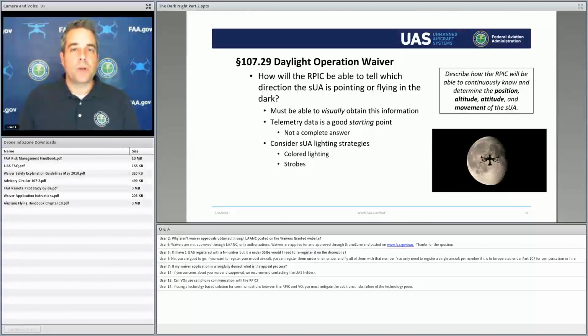A lot of applicants will put in, I'm using telemetry data. That's how I know exactly which direction my UAS is pointed or which direction it's moving or where it is flying geographically. Again, telemetry data is a good starting point, but it's not a complete answer because you have to maintain this visual line of sight with your aircraft. Therefore, you have to be able to know by simply looking at your unmanned aircraft what it's doing visually, position, attitude, altitude, movement. So colored lighting can help with that.